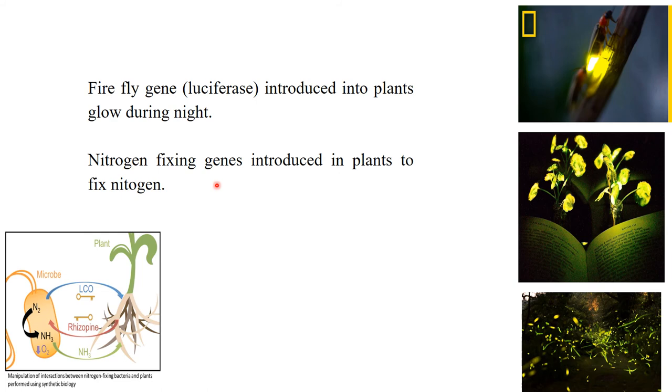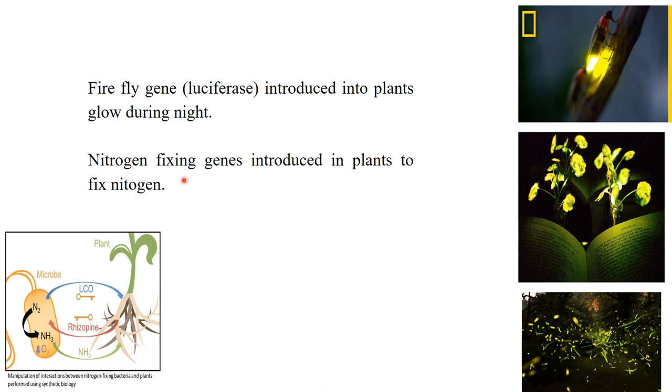Nitrogen fixation genes, nitrogen fixation plants, is the most important application of biotechnology or genetic engineering. The plants need nitrogen. Plants cannot use the nitrogen present in the atmosphere in the molecular form. Plants always use the nitrogen in the form of ammonium or nitrate. So for this purpose, plants rely on nitrogen fixing bacteria. Nitrogen fixing bacteria fix the nitrogen for the plants. When we introduce the nitrogen fixing gene, the NIF gene, into the plants, then the plants will automatically fix the nitrogen without using the bacteria. This reduces the artificial use of fertilizers for the plants.